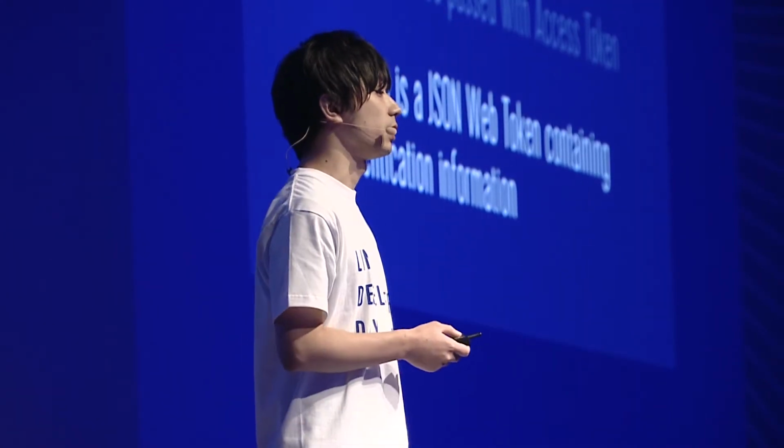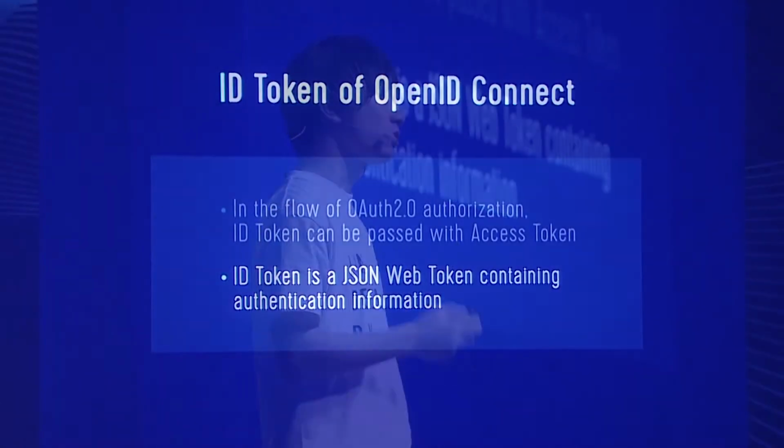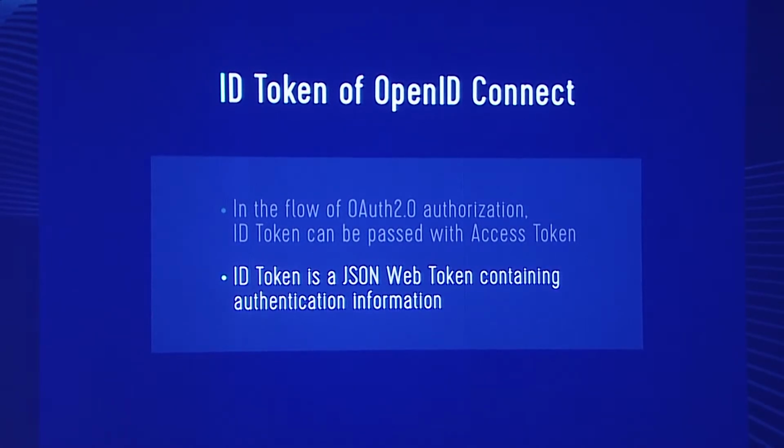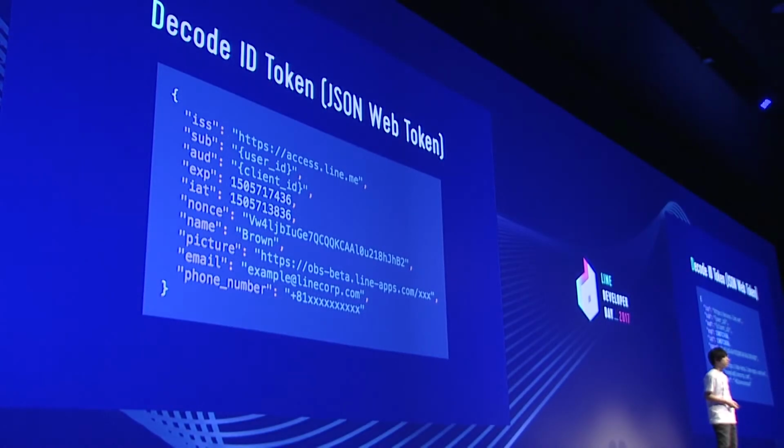And what is an ID token? It includes a JSON Web Token that contains the authentication information, and a JSON Web Token, simply put, is a signable JSON inside a URL-safe token. Therefore, when you decode this ID token, you can get JSON. For example, it would look like this in JSON.